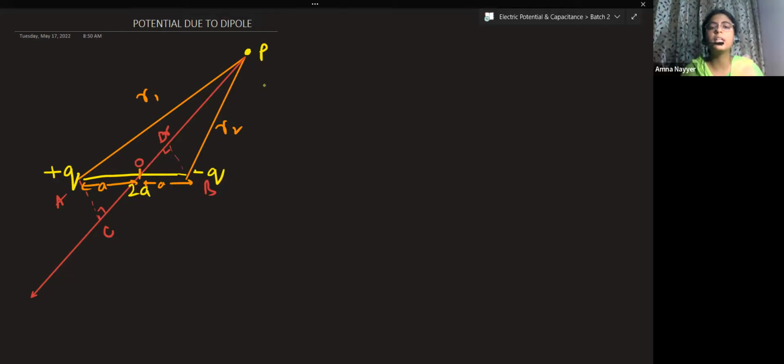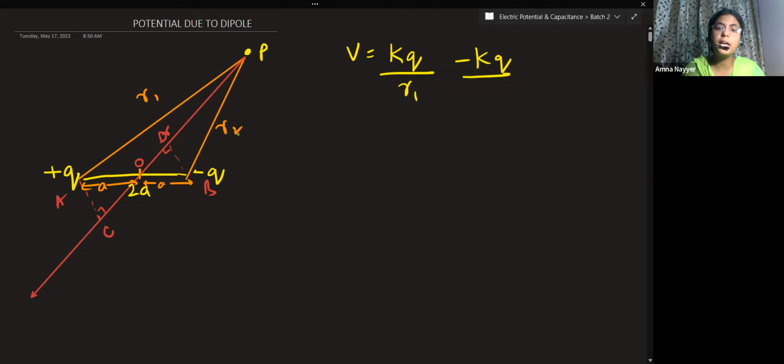If I have to calculate the potential at point P, the general formula of potential will be what? The way we have been calculating, KQ by R. So K, Q is what? Plus Q divided by R. Separation is R1. The other charge is negative, so minus KQ by R2. This is how we calculate. So this is the answer only.